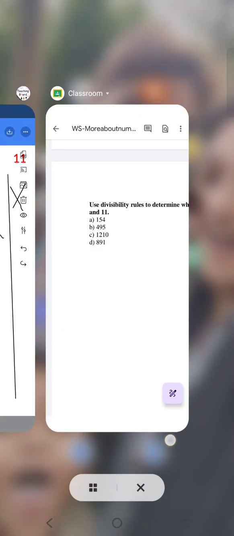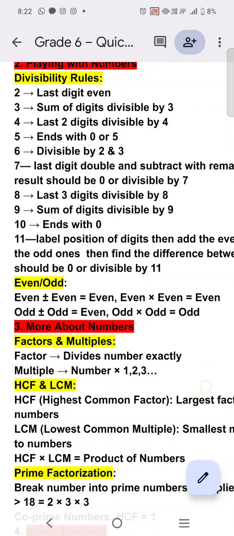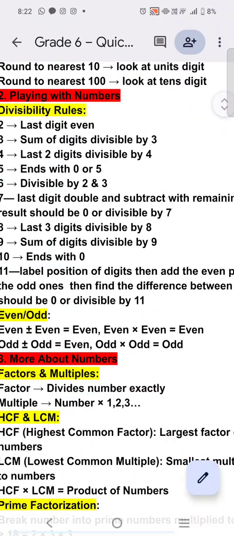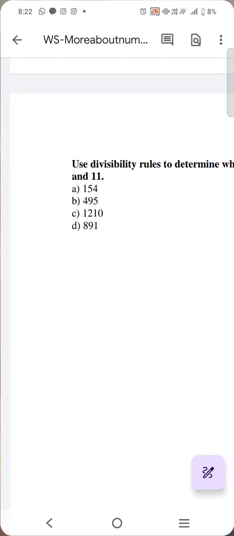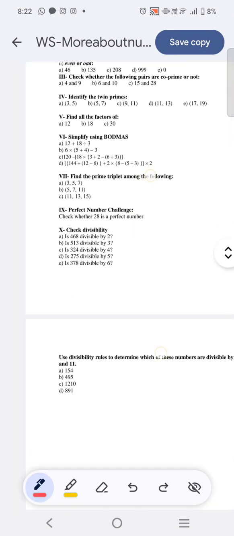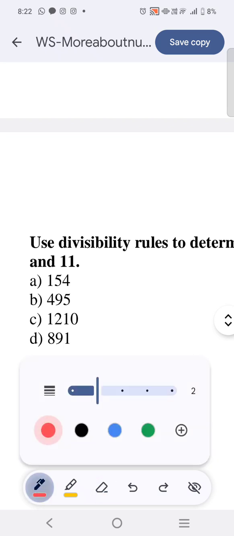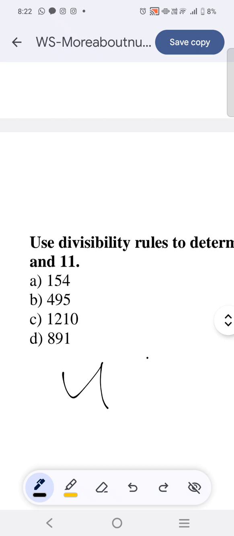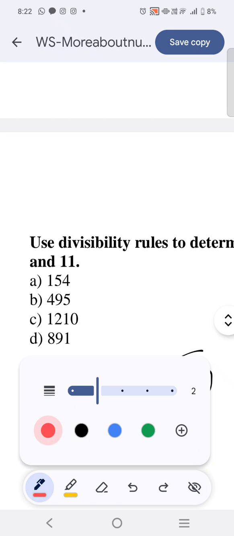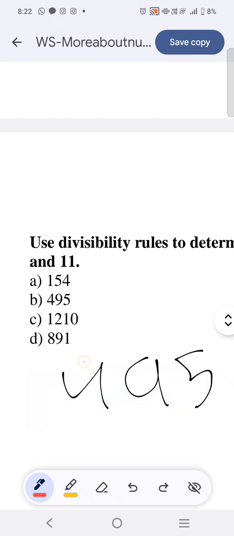The divisibility rule of 11 is that we have to label the positions. Yeah, this one. Okay, I'd love to do this one. Let's do it now. Basically, we're going to take the number 495 and we're going to write it here. Let's write it in black, more convenient. 495. Okay. Now, what we'll do is 1, 2, 3. Positioning done.